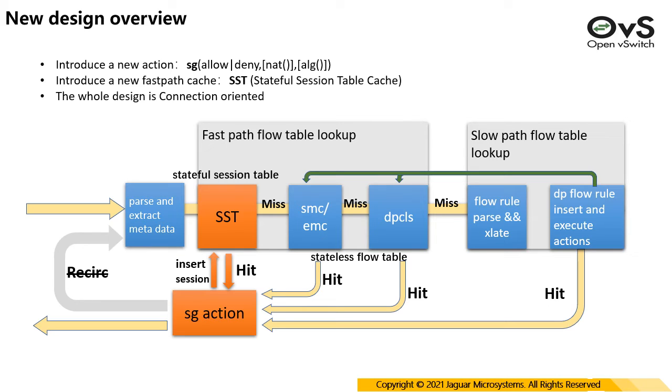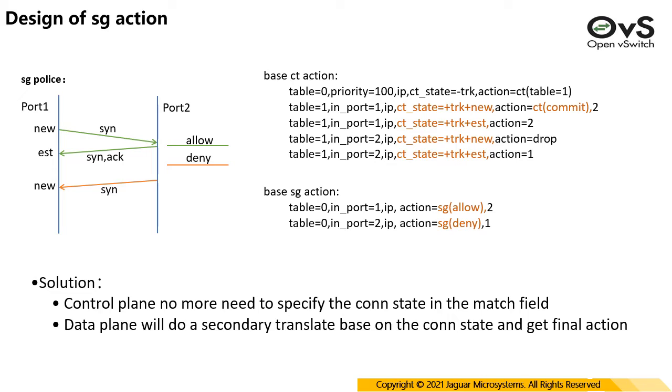So the whole design has changed to connection-oriented. Here we give a simple example to show the different semantics between the CT action and the SG action. Consider inserting OpenFlow rules to implement a stateful firewall, which only allows initiative connections from port 1 to port 2, but refuses initiative connections from port 2 to port 1.